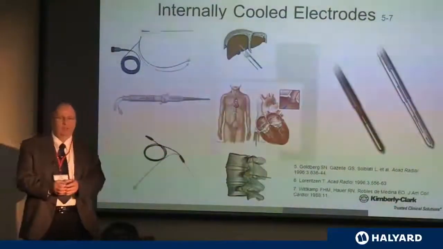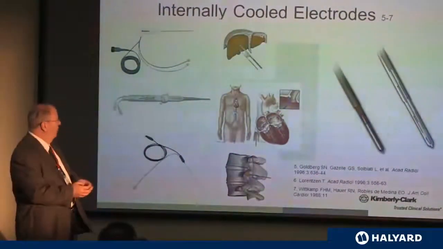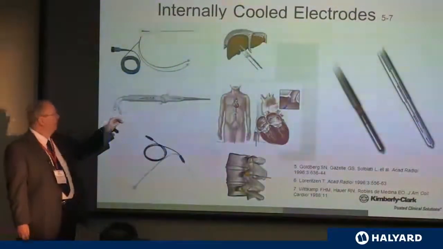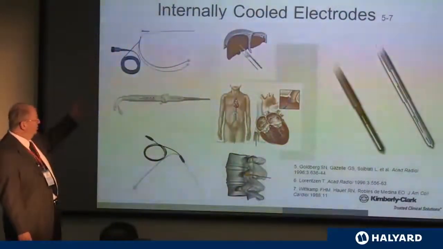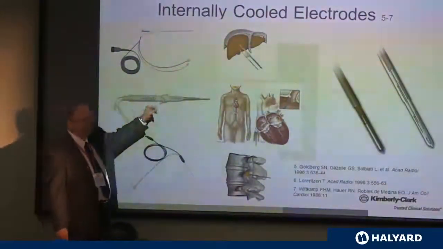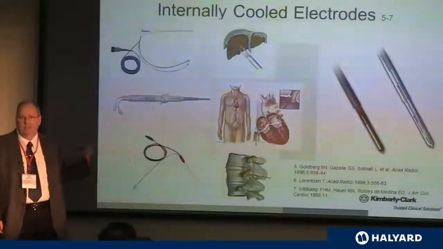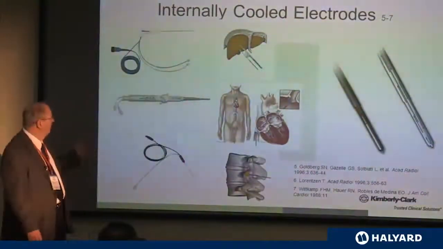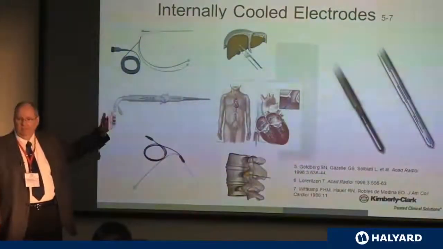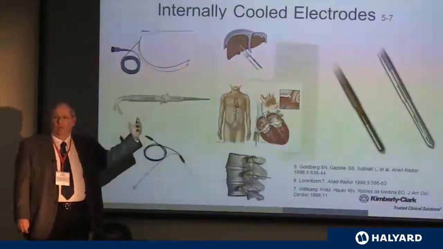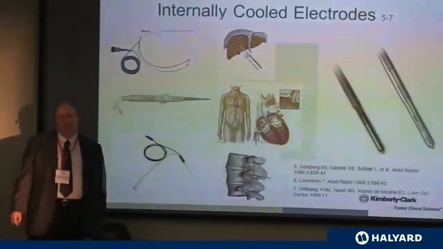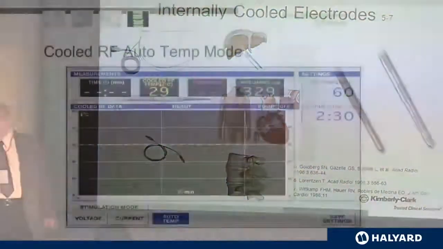Kimberly-Clark has decided to use an improvement called cooled RF, where you internally cool the RF electrode. This has been used in a couple of other therapies. One is in oncology, for treating solid tumors in organs like the liver, and soft tissue tumors. The second is in cardiology, to ablate what I call arrhythmic circuits in the heart. And now we've incorporated it to target nerves along the spinal column.